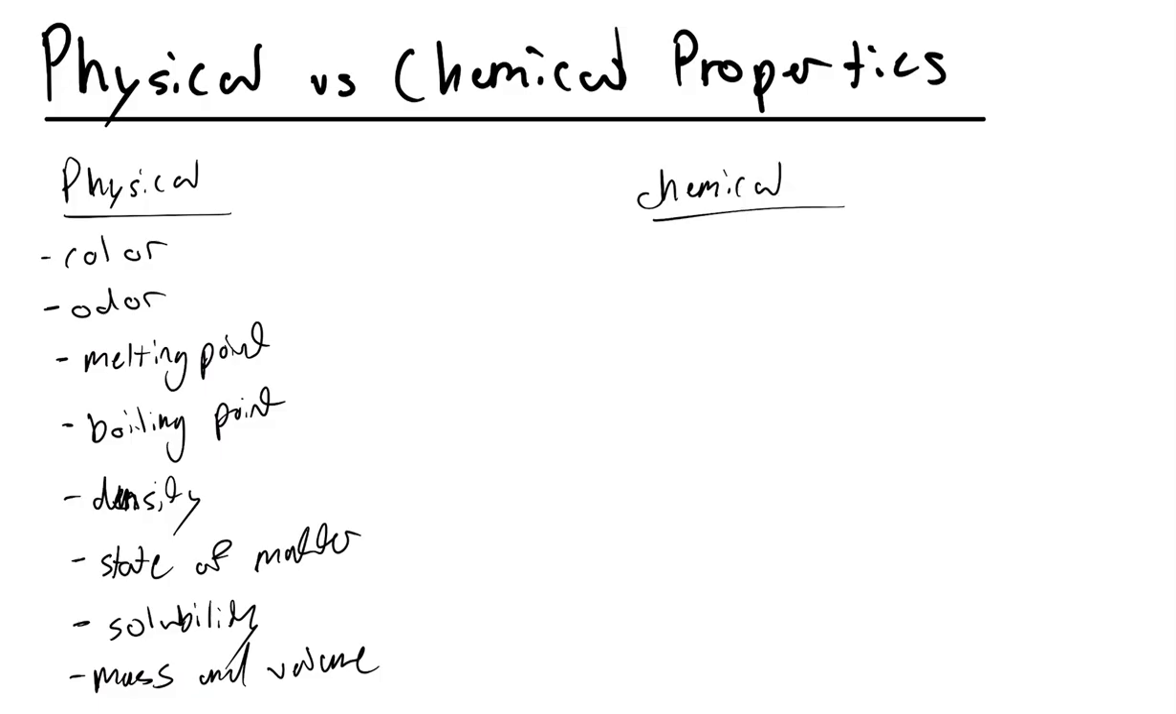Now let's go over what a chemical property is. A chemical property describes how a substance can change into a new substance. So it involves reactivity. There has to be a reaction. Some examples could be flammability, like there being a fire, or can it catch fire? Reactivity with acid or oxygen. So how reactive it is.